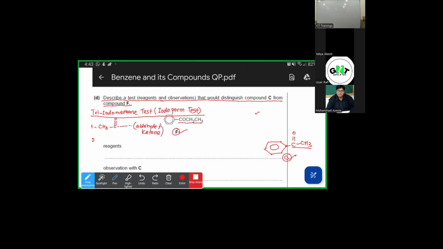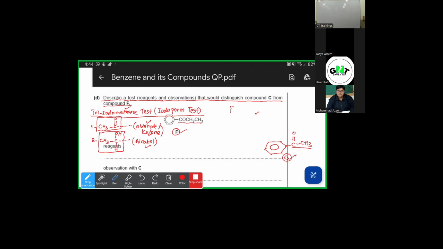The second thing, CH3, CHOH and H, so this one is continuous. So this one is, my dear, alcohol. Okay. So if any compound, aldehyde, ketone or alcohol, has these groups present in it, on them we apply a test which is called the triiodomethane test.